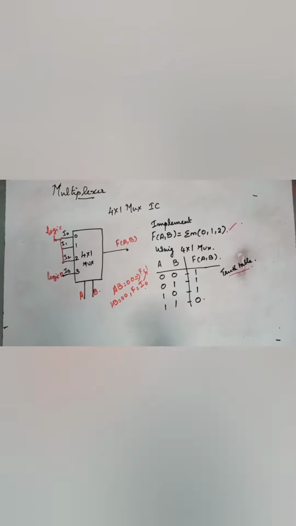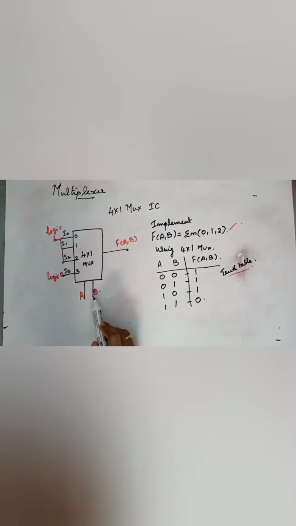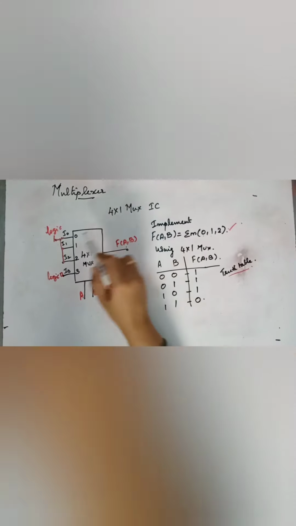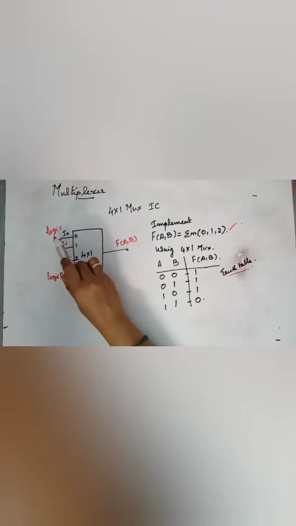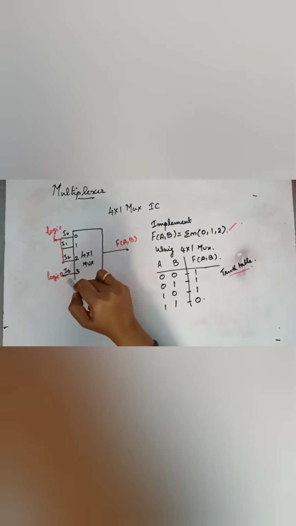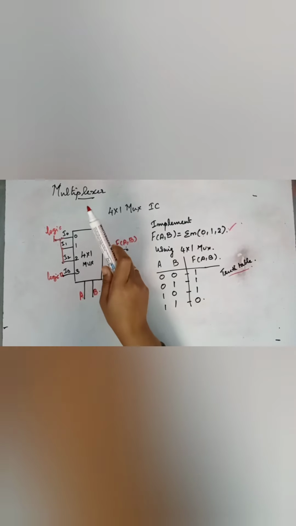Now just check the circuit. If I check the circuit, I am giving 0 0 here. When I am giving 0 0 here, I0 is selected and whatever is there in I0 will come to function of AB. Now what is in I0? It is 1. So 1 will come here. Will any other inputs be selected? No. Only one input is selected at a time.